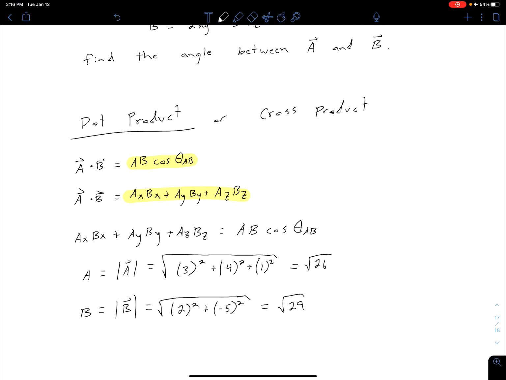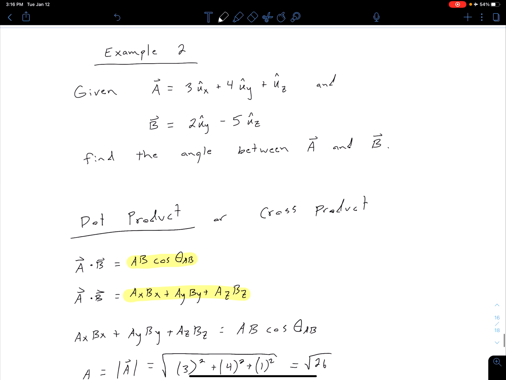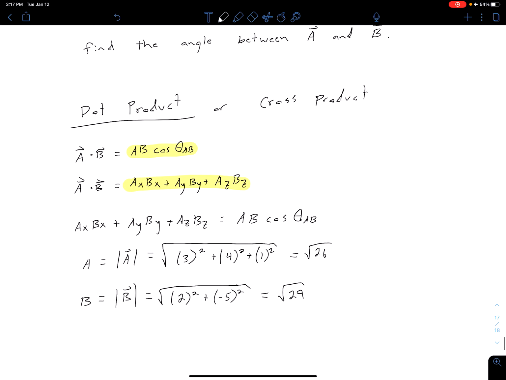Now for our other components, of course, we can look here. We have AX is 3, AY is 4, AZ is 1. BX is 0 because there's no i component of x here. Our BY is 2, and our BZ is negative 5. So for those, we're just going to plug directly into these values here.